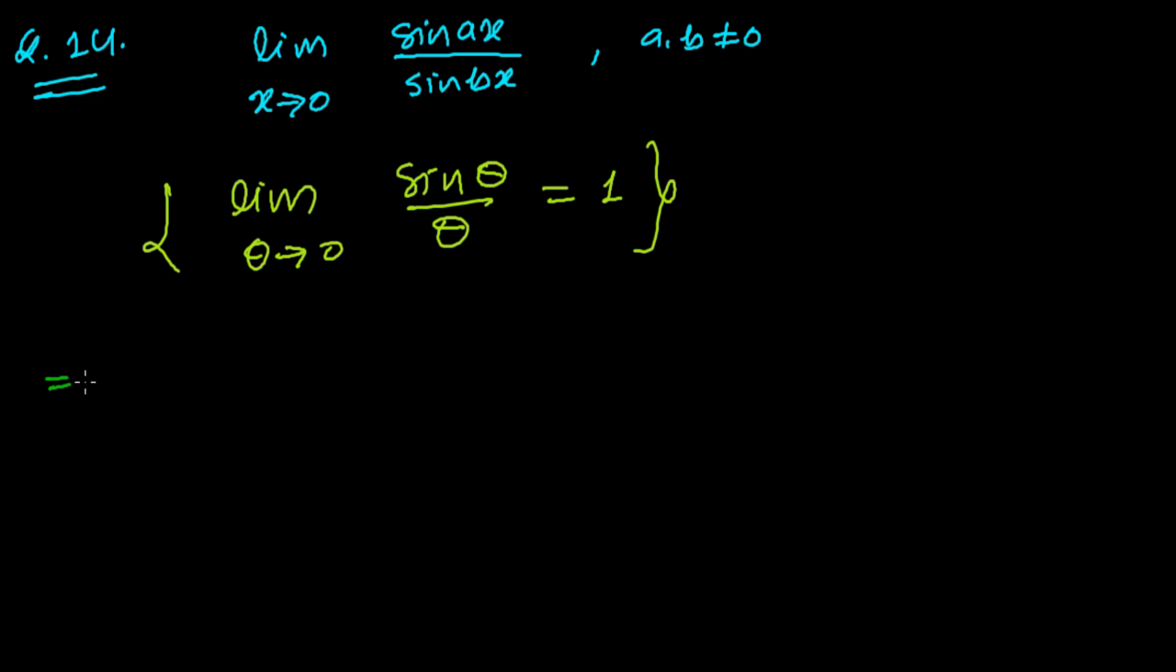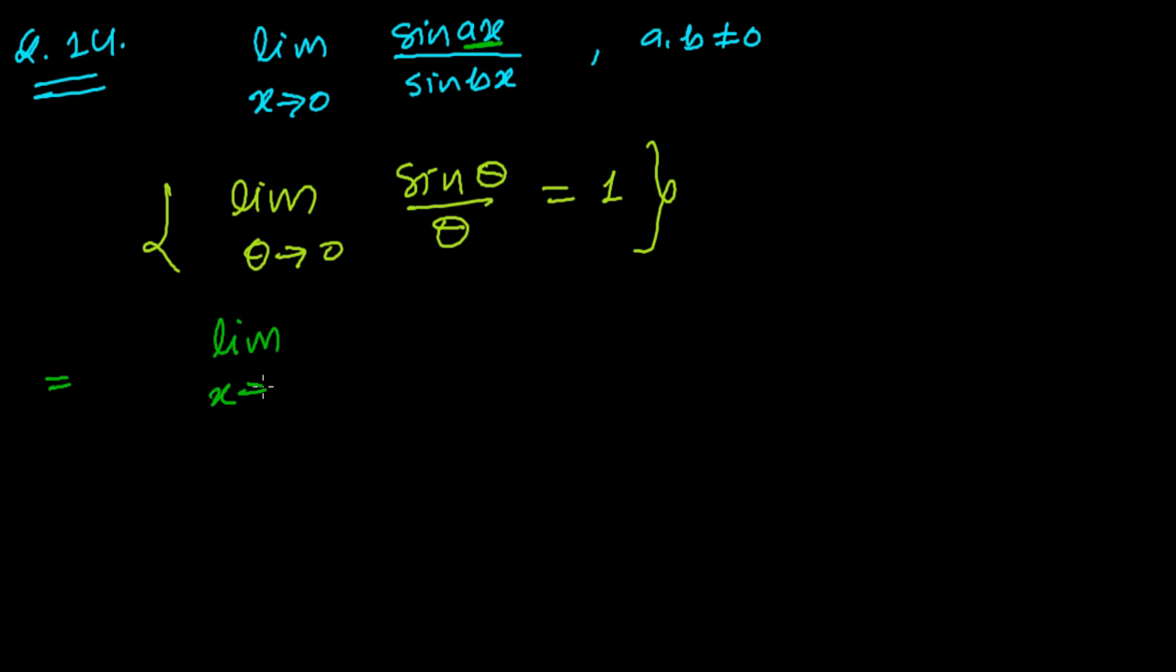But how to do this? This is ax, and in the denominator we don't have anything, we have bx. In the denominator again we don't have anything, and while this x is approaching 0, the angle is not exactly approaching 0. So what we can do, very simple.